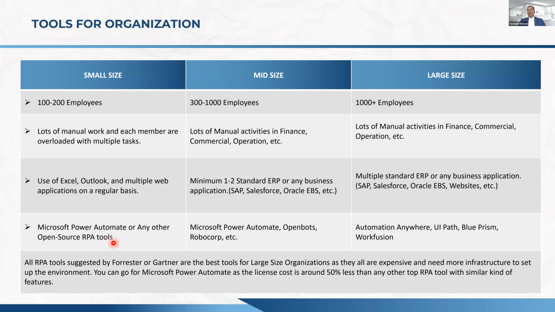But when you say open source, it means the development time will be more, and you may need an expert resource to automate that process. In a mid-size organization, if your organization has 300 to 1,000 employees, you have lots of manual activities in finance, commercial, and operation domains. If you have a minimum of 1 to 2 standard ERP or business applications like SAP, Salesforce, Oracle EBS, etc., you can go with Microsoft Power Automate, OpenBots, or RoboCorp.